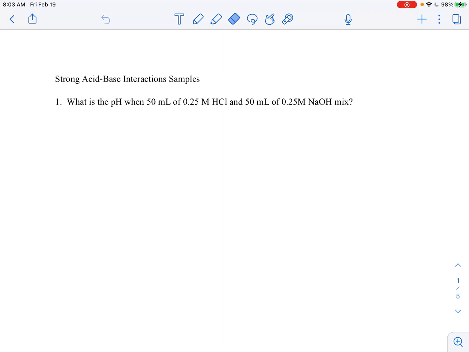Hi guys, so let's go through some sample problems here of strong acid-base interactions. So remember that when you've got a strong system, it's going to go basically as far over as it can, especially when you've got a strong system.